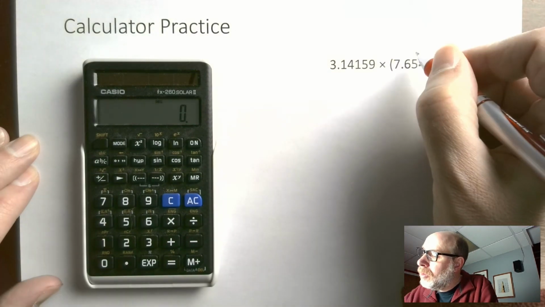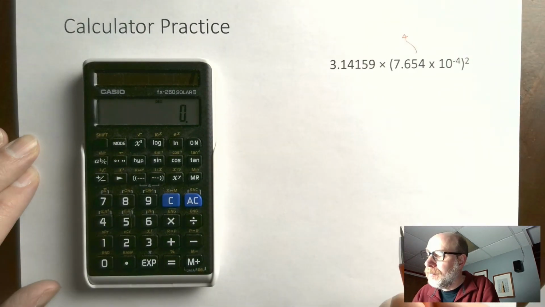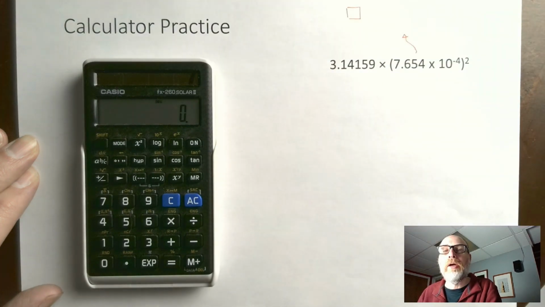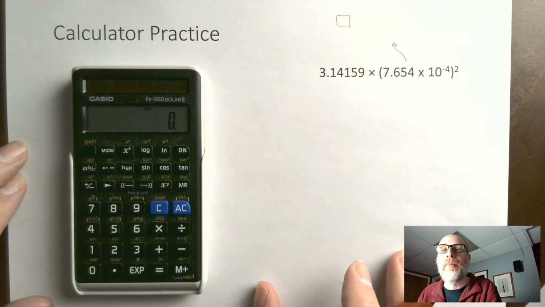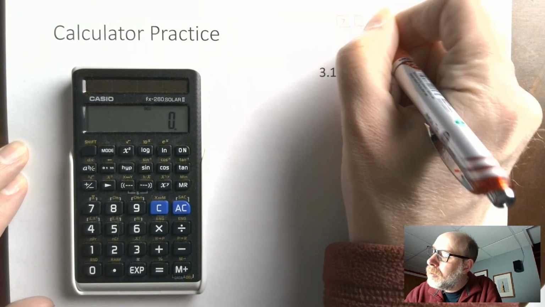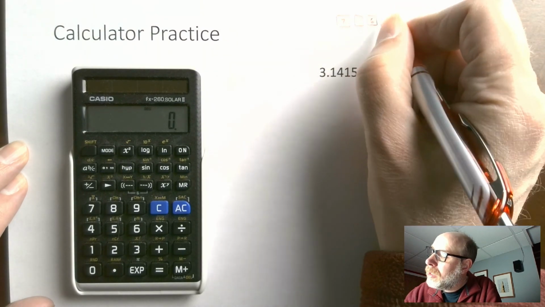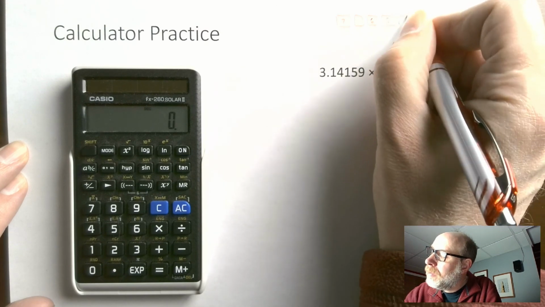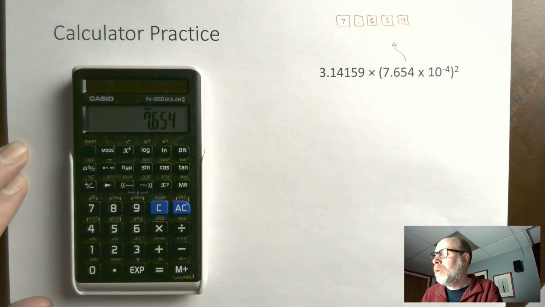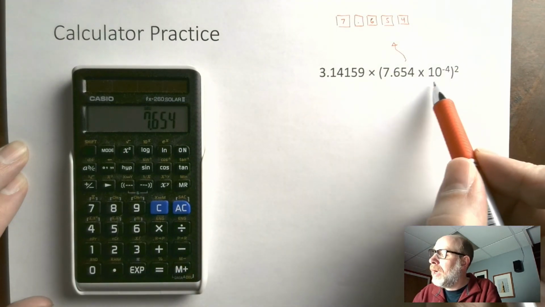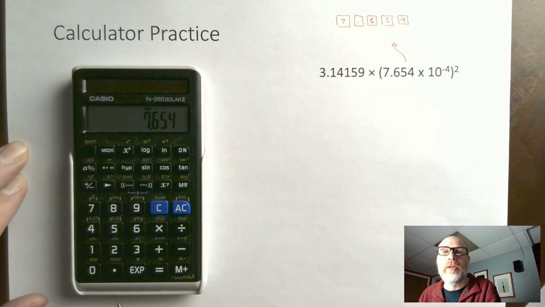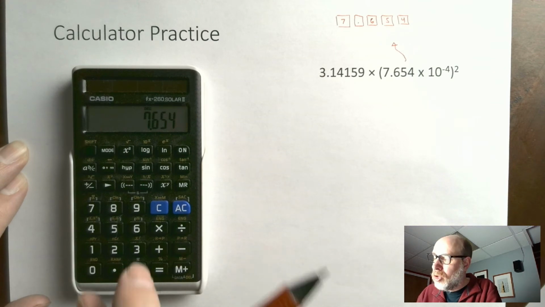So I want to start with converting that to scientific notation. And I'm going to use a notation here where every key punch on the calculator I'm going to put as a box. And I'm going to put 7.654. Then I need to enter this times 10 to the minus fourth part. And this is where your calculator, and almost all scientific calculators are similar, but they're not going to be exactly the same.